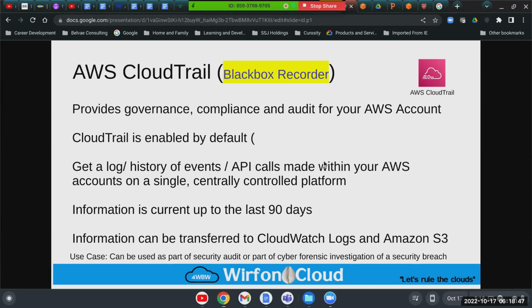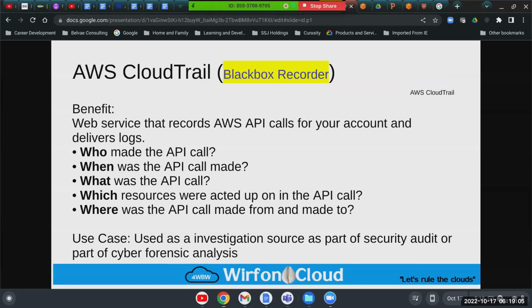I actually mentioned a use case there. Security audit teams, insurance auditors, and inspectors can come and take information from CloudTrail, and it gives them a way of carrying out investigations or just general auditing services. I covered some of the benefits of what CloudTrail does, and what kind of questions it answers.